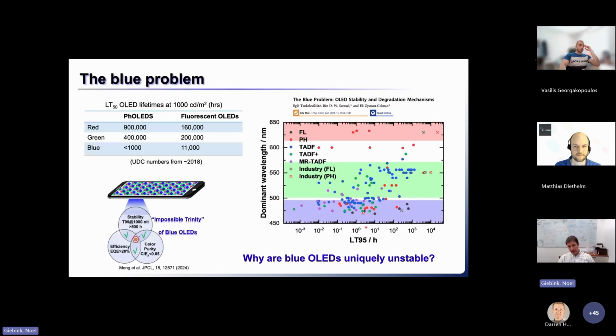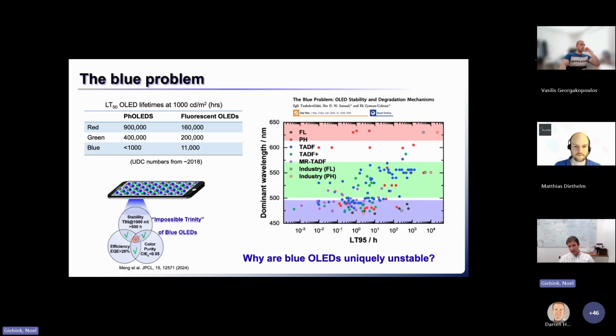Okay, so when we think about these different mechanisms, thinking about the blue problem actually puts them in a useful context. The blue problem has to do with the fact that blue OLEDs in general are much shorter lived than their green and red counterparts, often by more than an order of magnitude. It's been a big problem for industry over the years, and it was nicely summarized in this paper here, just looking at the lifetimes of a bunch of different color OLEDs as a function of their emission wavelength.